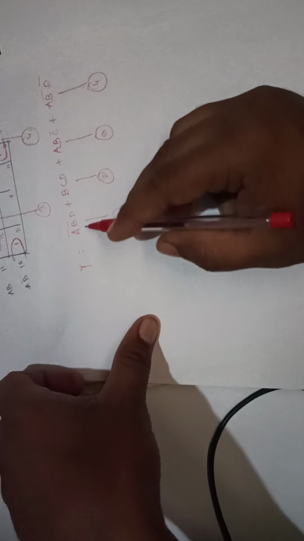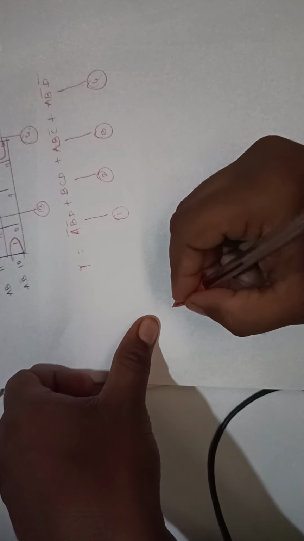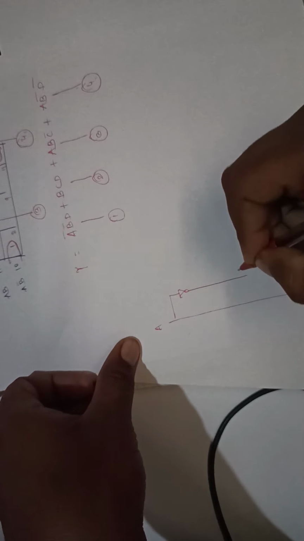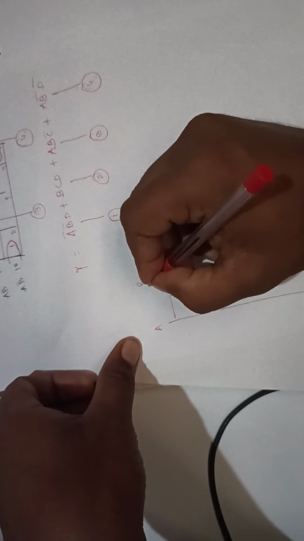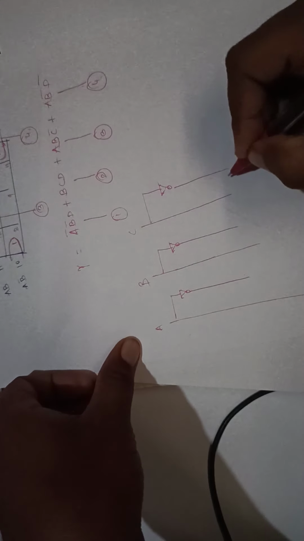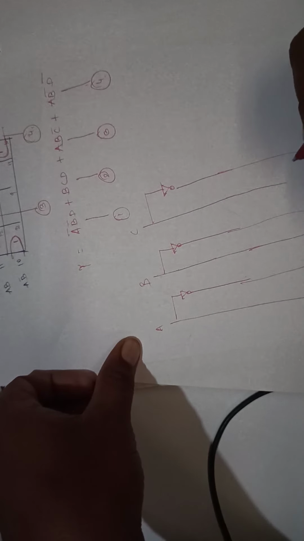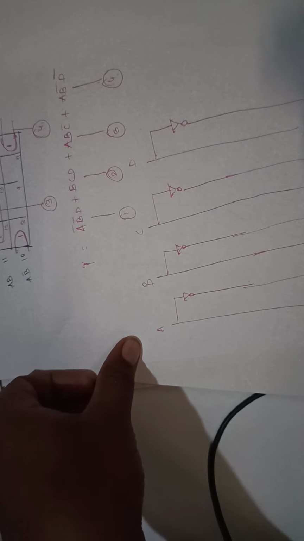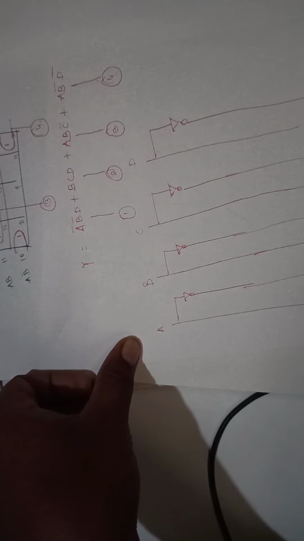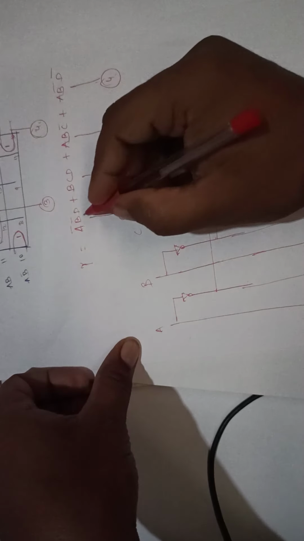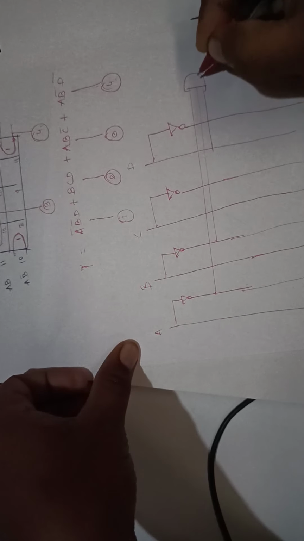Now you have to draw the logical diagram. I will draw it here. Here are all the terms, A B C D, means here we take for A, here we draw the NOT gate for A, second one B, third one C, and last one D. Now the first one, that is A bar, B bar, D. That is the NOT gate, A bar, B bar, and here is the D.